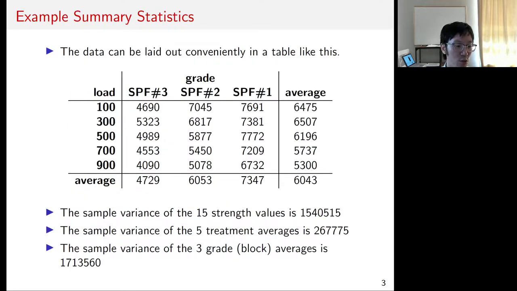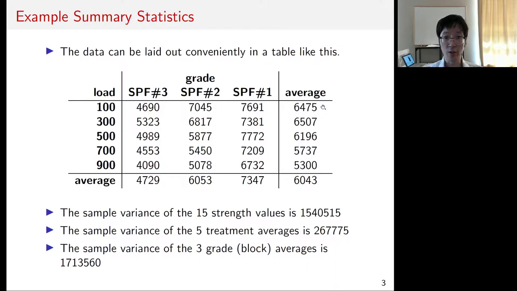Because it's a fairly small data set, we can conveniently lay it out in a table like this. So here are the 15 measurements. On the top we have the three different grades, and then the five different load levels, one replicate for each block and treatment combination. So we have 15 values. Just to summarize the data, I've also listed the averages for each treatment and the averages for each block. So in the model setup, for example, 6475 here, that is Y bar one dot.